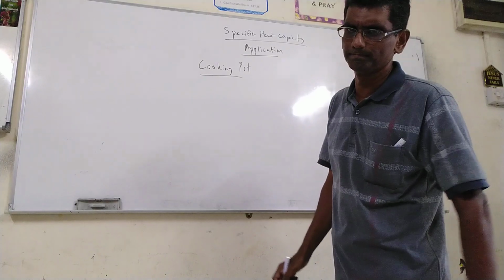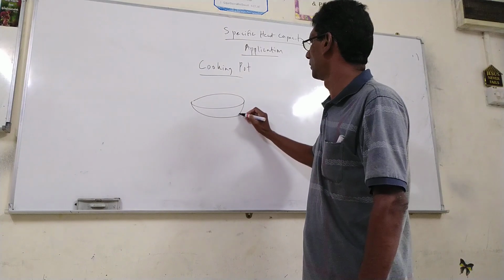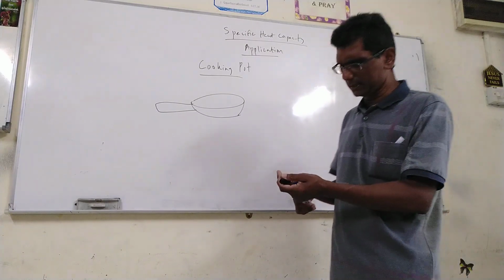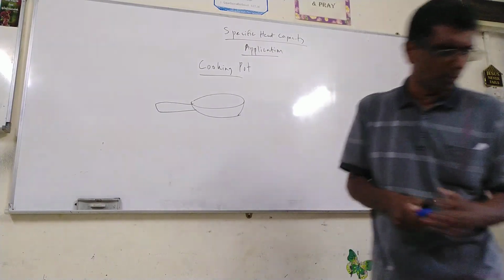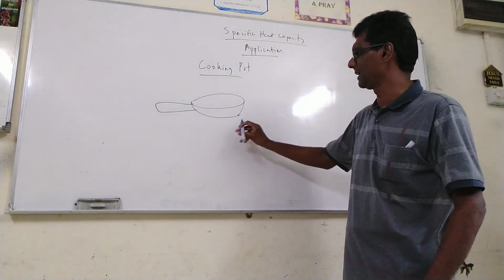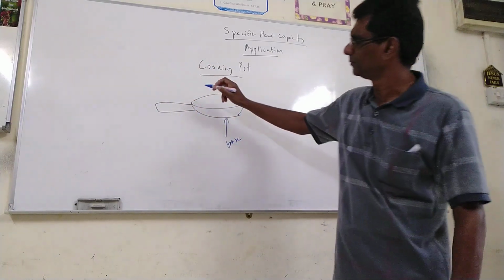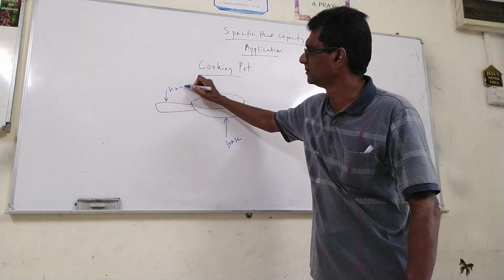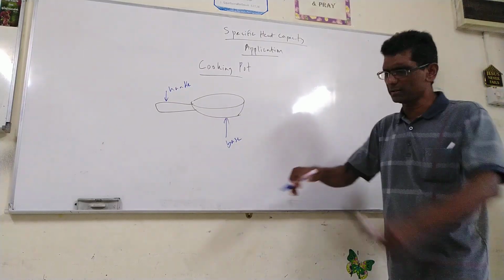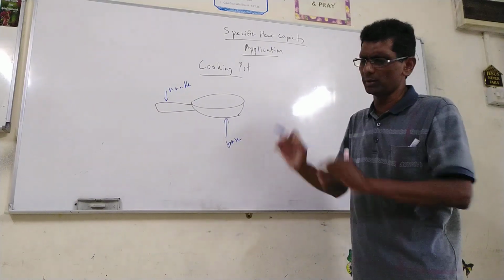Okay, a cooking pot like this. What are the sections of a cooking pot? Basically two sections: this is a base, and this is a handle. The handle, the base, and the surrounding, something like a dinding, we call it. The surrounding is also something like a base.